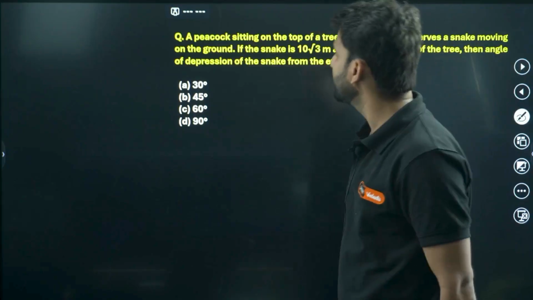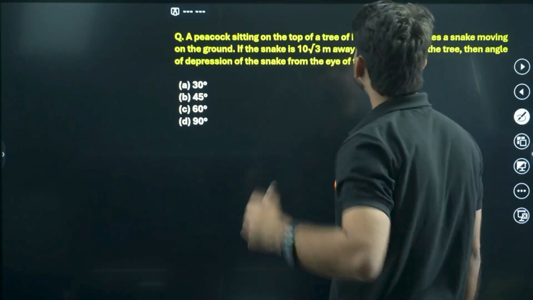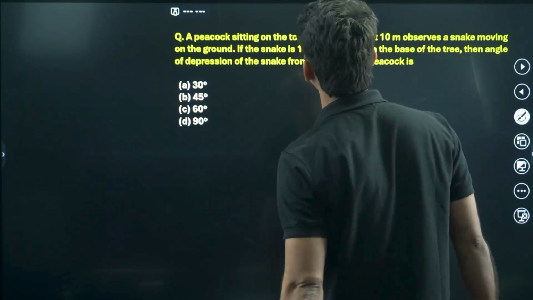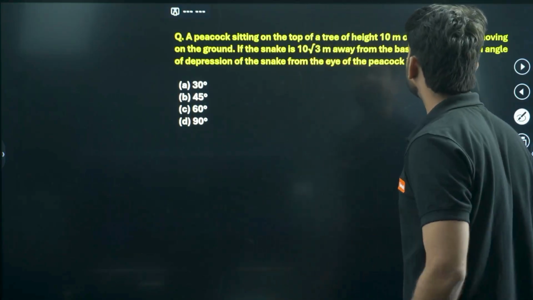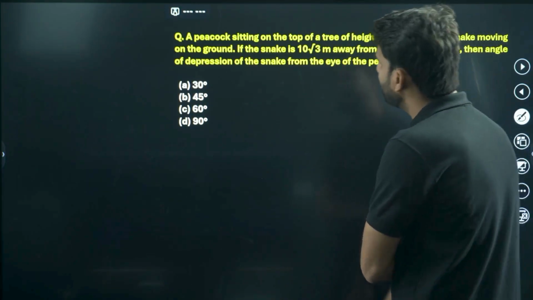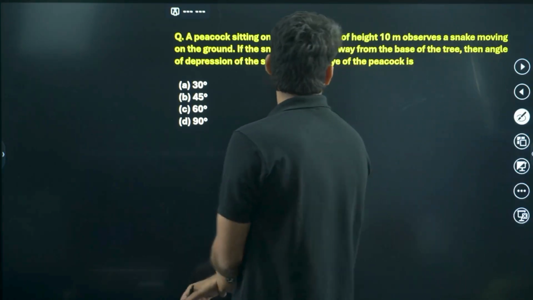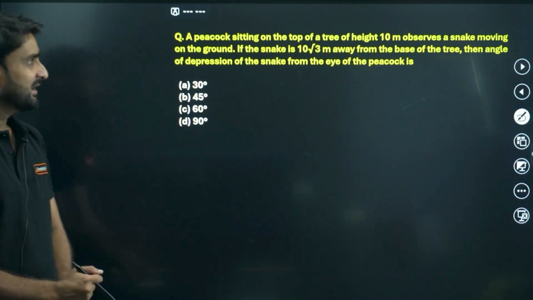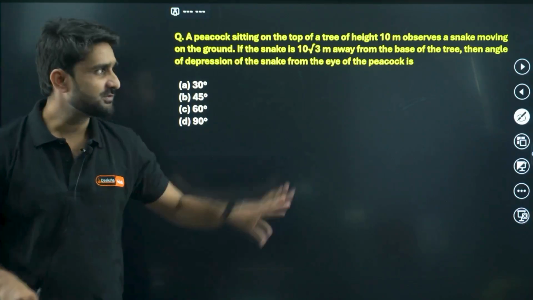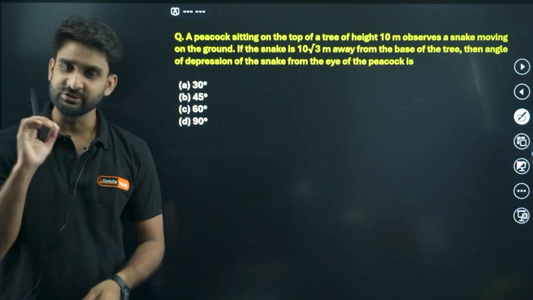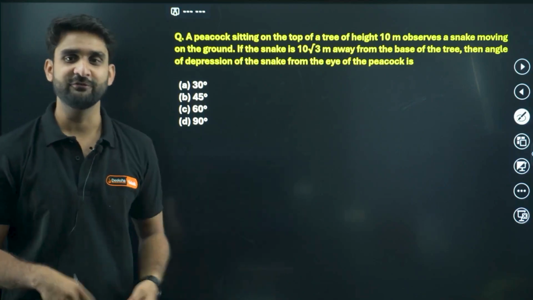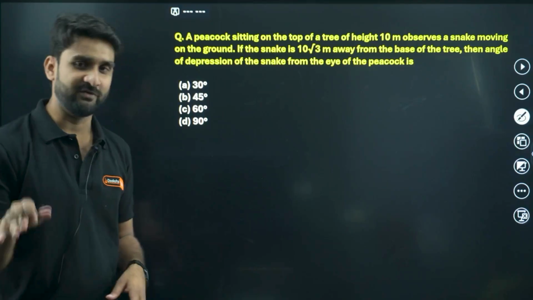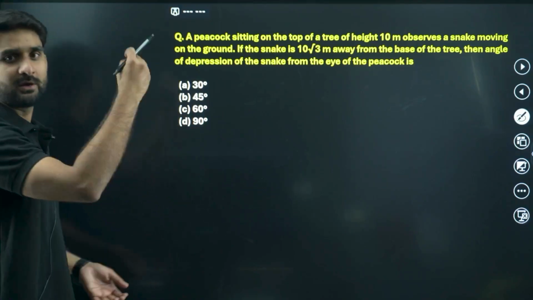So let's do another question, one more question. A peacock sitting on the top of a tree of height 10 meter observes a snake moving on the ground. If the snake is 10√3 meter away from the base of the tree, then what angle of depression does the snake make from the eye of the peacock? The question seems very tough, very challenging, but if I tell you honestly, this question is very easy. You just need to draw the diagram according to the information in the question. If you are able to draw the diagram, the rest of the things are very easy, right? So read the question again.